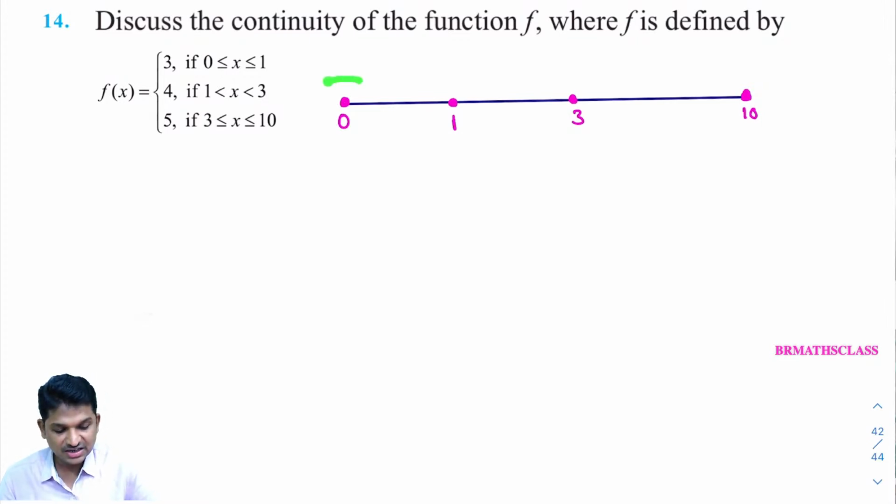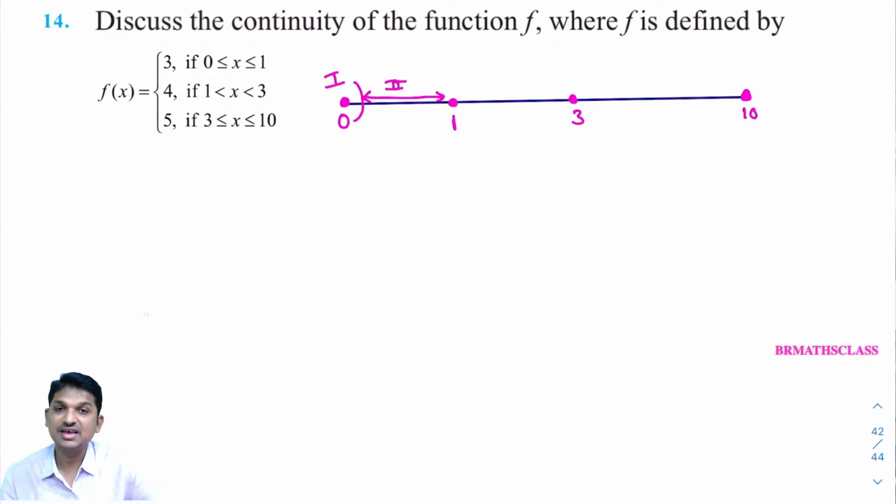What is case 1? I'll check the continuity of the function at x equal to 0. Here, to check the continuity of the function at x equal to 0, when x value is less than 0, the function is not defined. So I'll check right continuity of the function at x equal to 0. That is case 1. What is case 2? When x value lies in between 0 and 1, then I'll check the continuity. That is case 2.